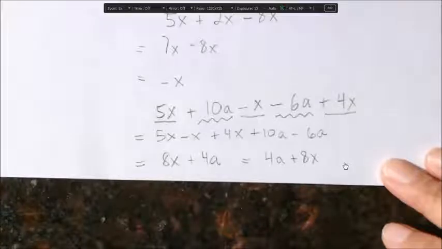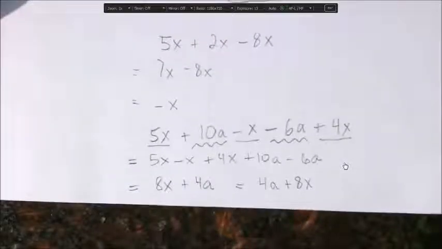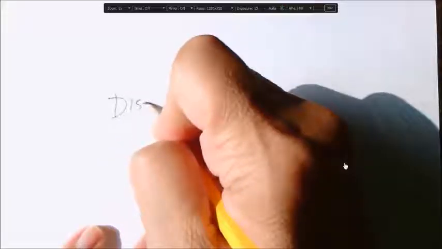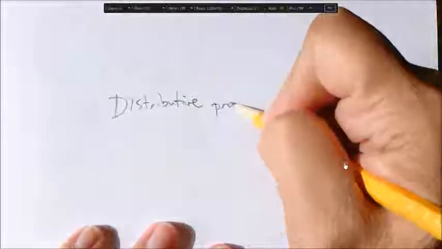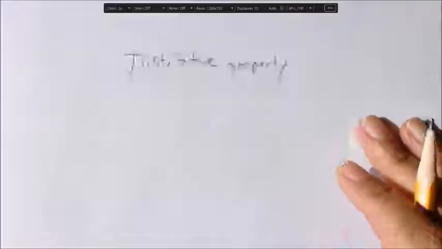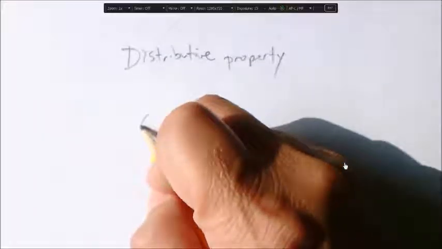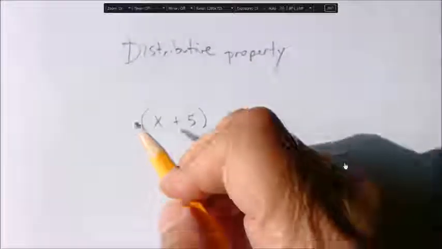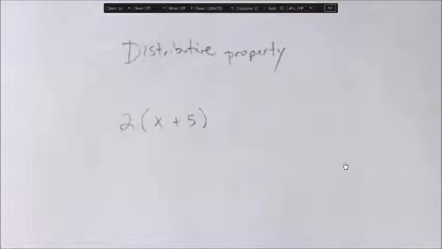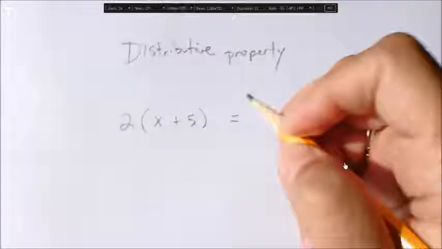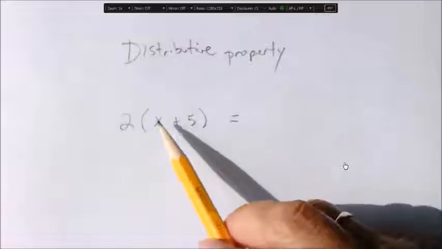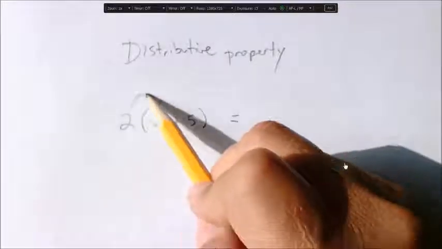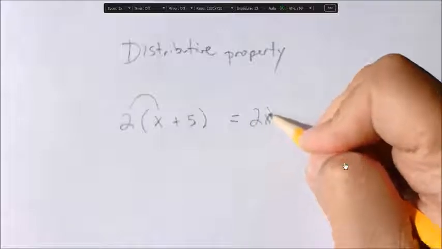The last thing to show you about simplifying is called the distributive property. So I'm going to write it over here. Distributive property says that if I have a quantity, so let's say x plus 5, and I want to multiply this entire quantity by a number, by 2, that's the same as multiplying each of these individual things by 2. So that is going to equal 2 times x, and then also 2 times 5.